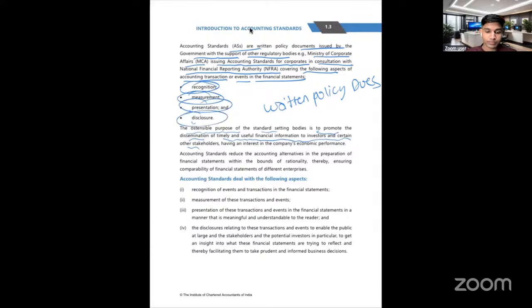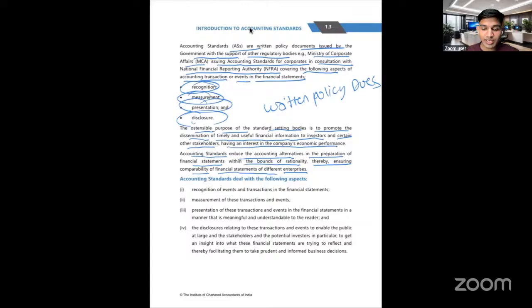Now, the ostensible purpose of standard setting bodies is to promote the dissemination of timely and useful financial information to investors and certain other stakeholders having an interest in the company's economic performance. Accounting standards reduce the accounting alternatives in the preparation of financial statements within the bounds of rationality, thereby ensuring comparability of financial statements of different enterprises.